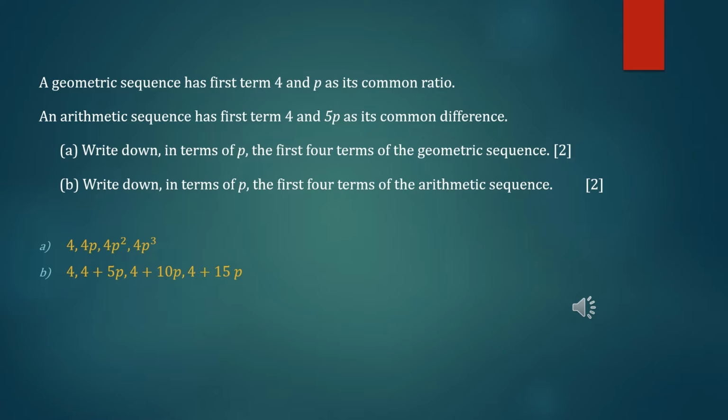Question B, write down in terms of p the first four terms of the arithmetic sequence. So we'll just be adding 5p to each term. Our answer shall be 4, 4 plus 5p, 4 plus 10p, 4 plus 15p.